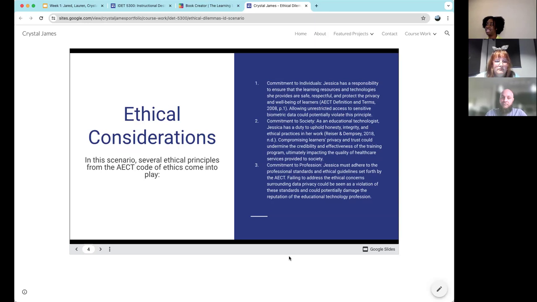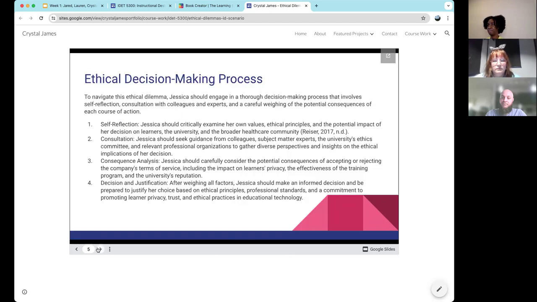Compromising learners' privacy and trust could undermine the credibility and effectiveness of the training program, ultimately impacting the quality of healthcare services provided to society. And then next, she needs to think of her commitment to the profession. Jessica must adhere to the professional standards and ethical guidelines set forth by the AECT. Failing to address the ethical concerns surrounding data privacy could be seen as a violation of these standards and could potentially damage the reputation of the educational technology profession.